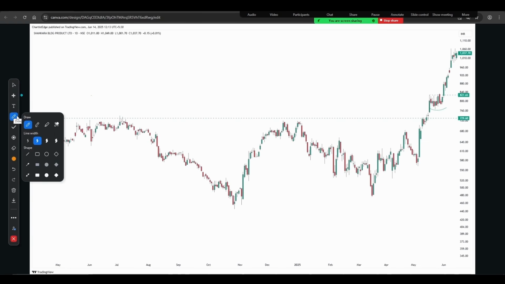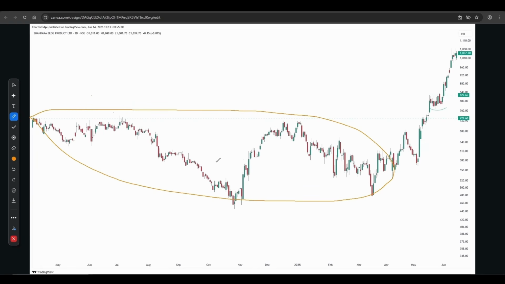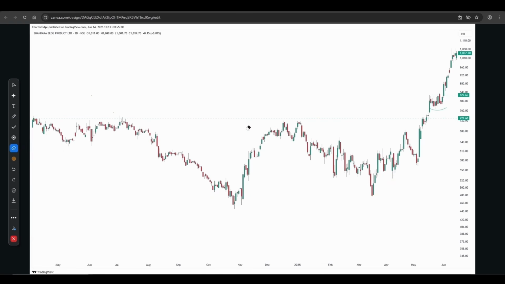And another example is Shankara. Same thing. We are not interested in these LHS side of the price structure. We are interested in this one where the price is showing signs of bullishness. Same thing here. Good up move.